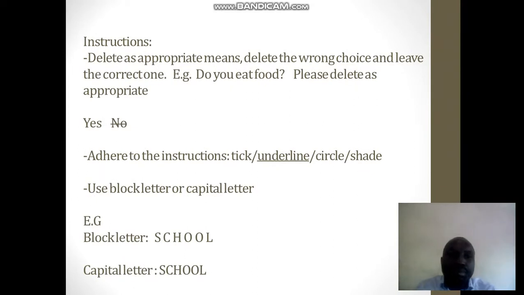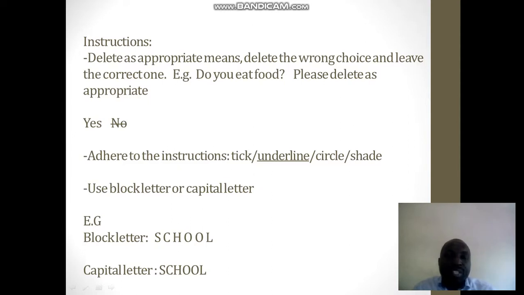Apart from that, when it comes to instructions, if the instruction says delete as appropriate, that means you need to delete the wrong choice and leave the correct one. Example, do you eat food? Please delete as appropriate. In this case, I have deleted no. That means I eat food. The one that I have deleted is a wrong choice. The one that I have left out is the correct choice. That means this is my answer to the question.